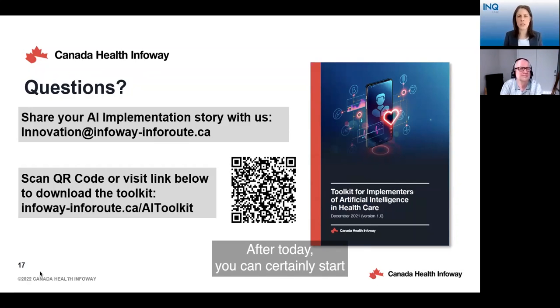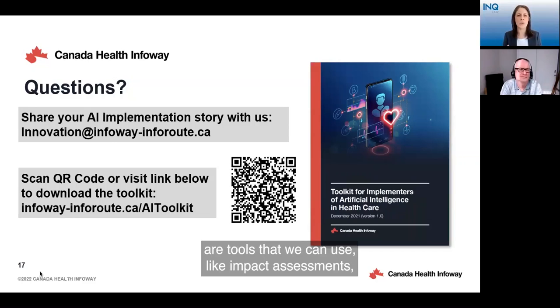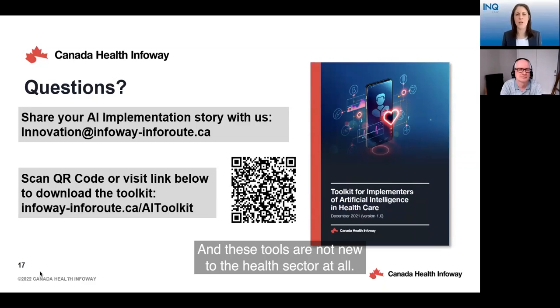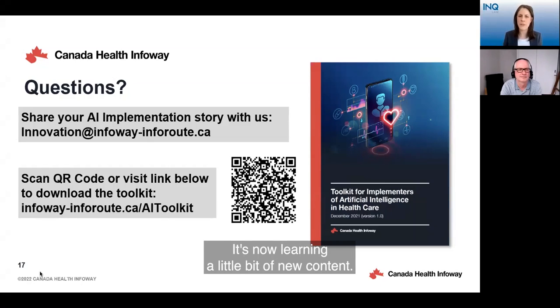After today, you can certainly start to answer what some of the risks associated with these systems are, but also the fact that there are tools we can use, like impact assessments, to help mitigate some of those risks. And these tools are not new to the health sector at all. Privacy impact assessments are done all the time in the health sector. An algorithmic impact assessment is of course different, but the muscles you need to exercise to get there, we already have. It's now learning a little bit of new content.